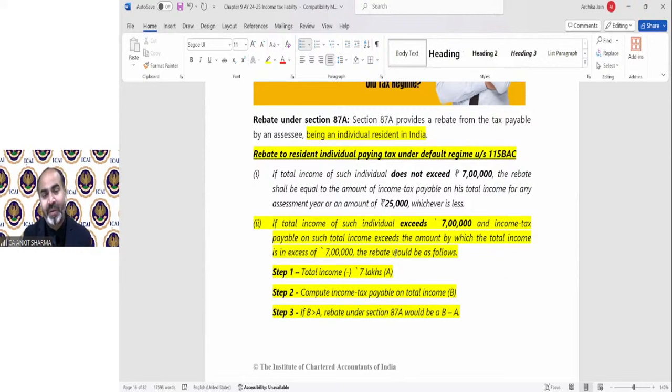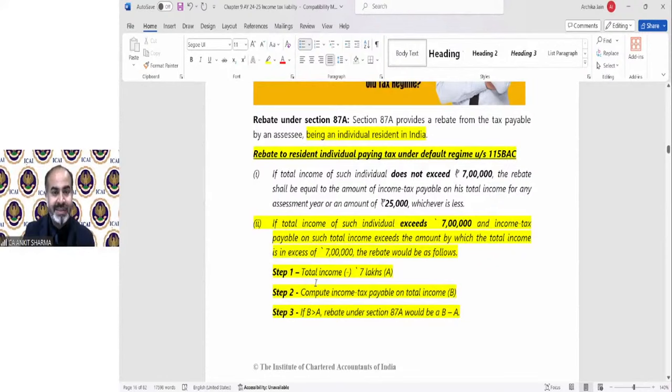So you can see it is exactly like the marginal relief. It says if your total income exceeds 7 lakh, but the tax amount increased by the rebate amount, then you can claim a certain rebate. So your tax cannot exceed the rebate value. How will it be calculated?